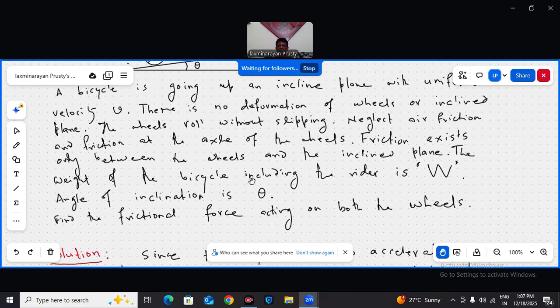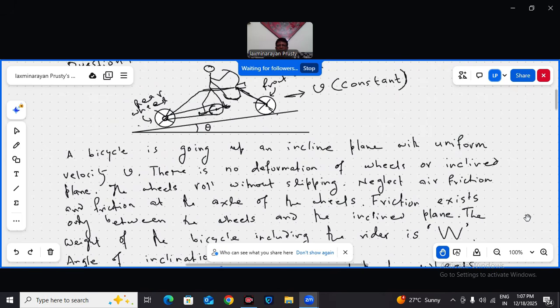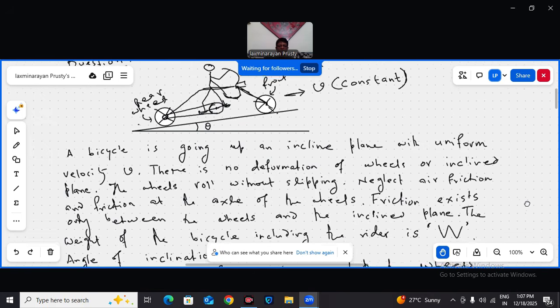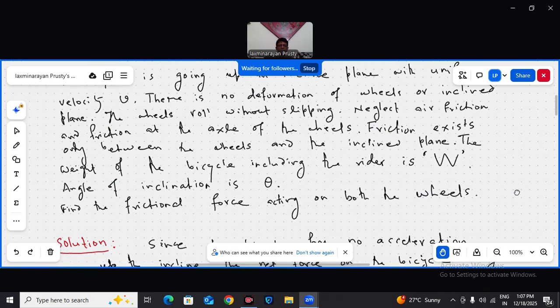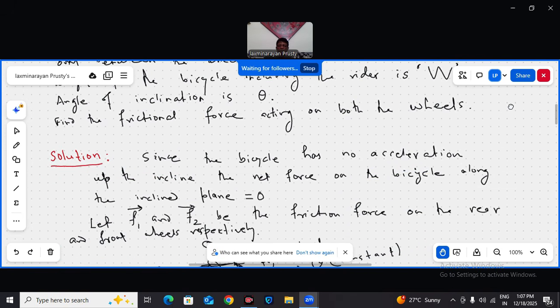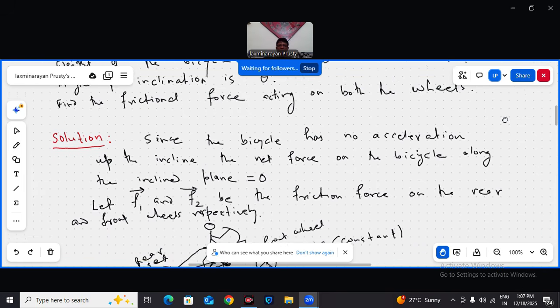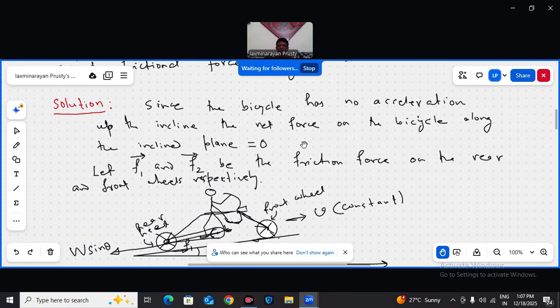Okay, the weight of the bicycle, including the rider, is W. Angle of inclination is theta, as shown in the diagram. You can see theta angle of inclination, and the weight is W for the whole rider plus bicycle. The question is, what is the frictional force acting on both the wheels? How much friction force is acting on both the wheels? Very clear. So let us see the solution.